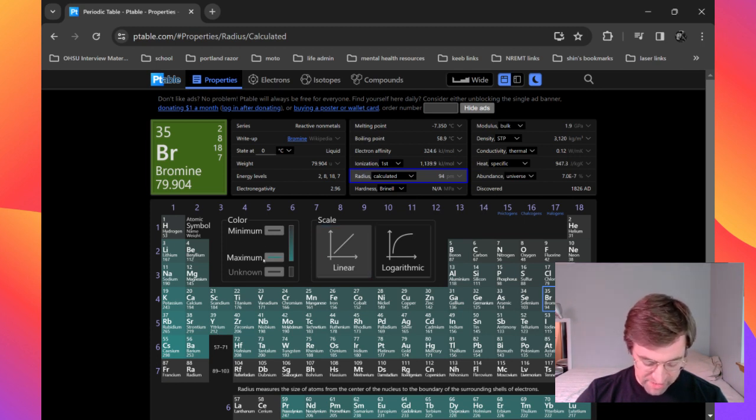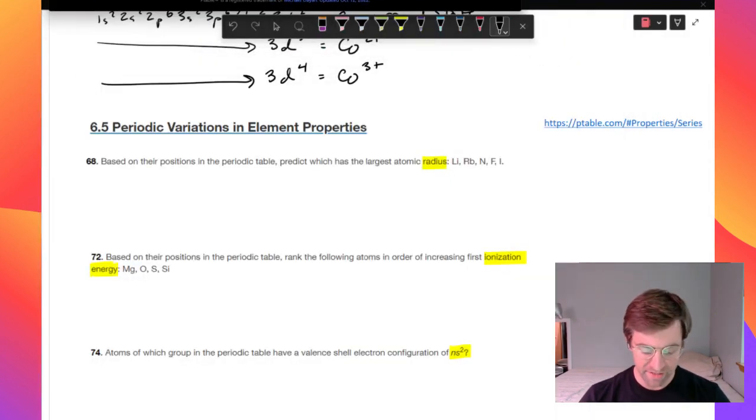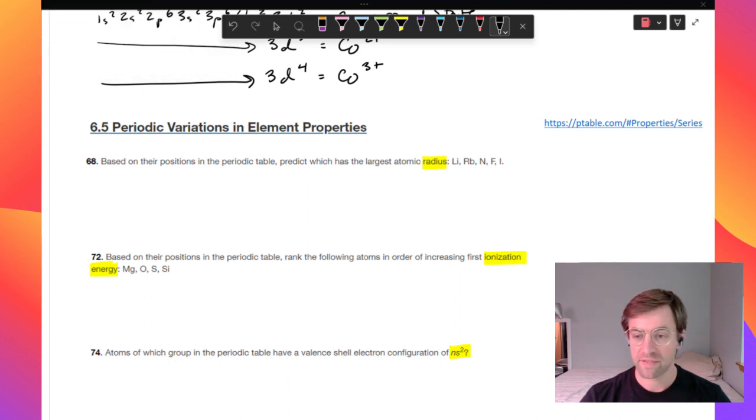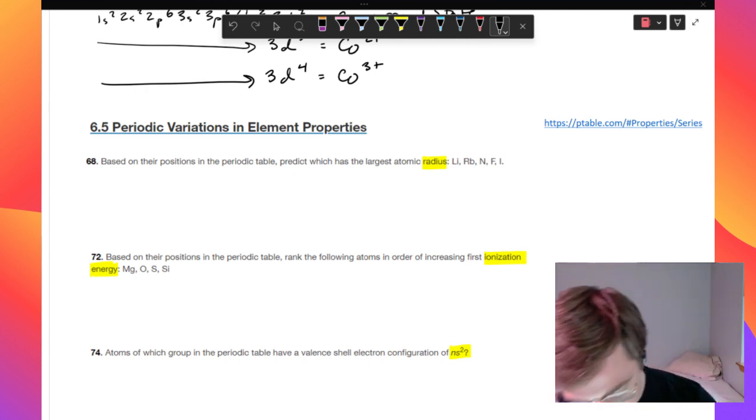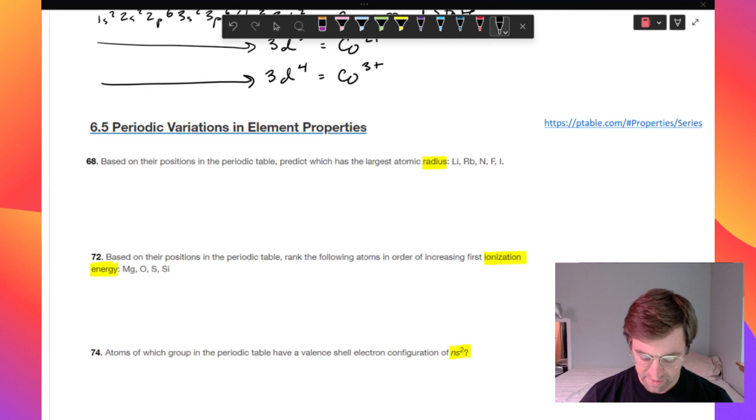Again, looking at our key, the most teal would be maximal. This is maximum radius down here at the bottom left. And smallest radius, top right. So the general trend here is, as we go up and right on the periodic table. If you look at me, it might be backwards. So look at the table. If you start in the bottom left and go up and to the right, your atomic radius will tend to get larger. So now, having that information, let's go back to the prompt here. Based on the positions on the periodic table, predict which has the largest atomic radius.